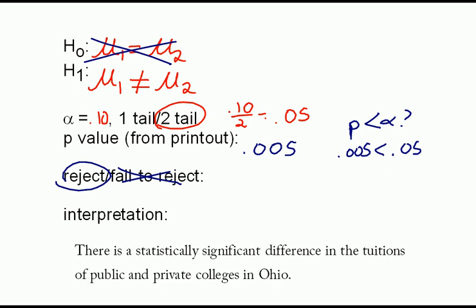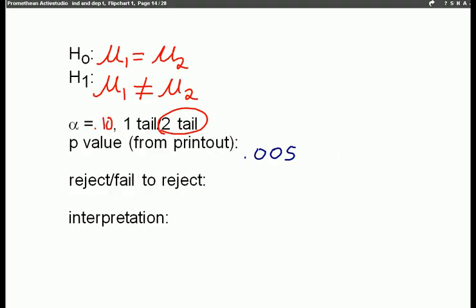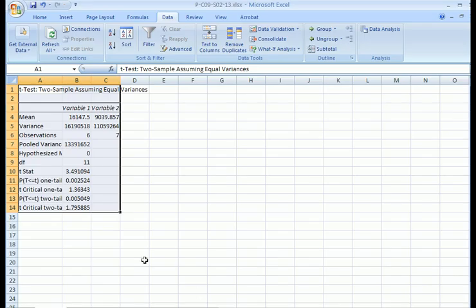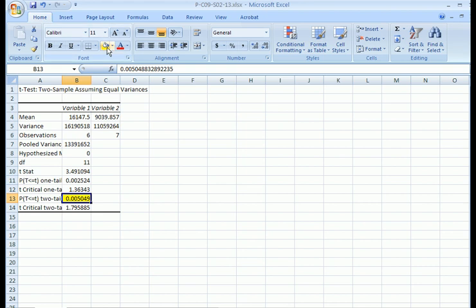So recapping, we compare our alpha value to our p-value. If it's two-tailed, you've got to cut the alpha into its two different halves, 5% on each side. If p is less than alpha, you have a significant difference between your two independent groups. I'm reading a two-tail, so when I go to my printout, my two-tail shows a value of 0.005.